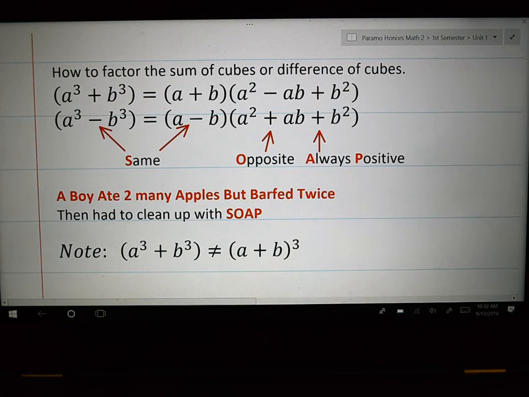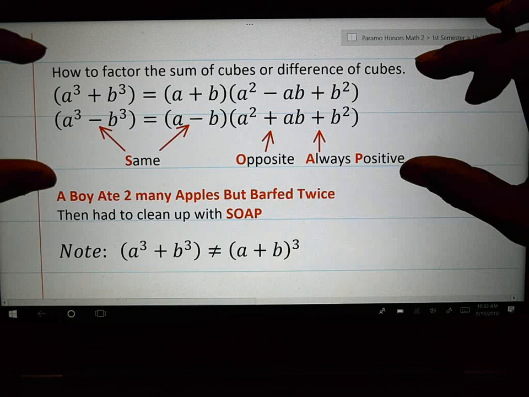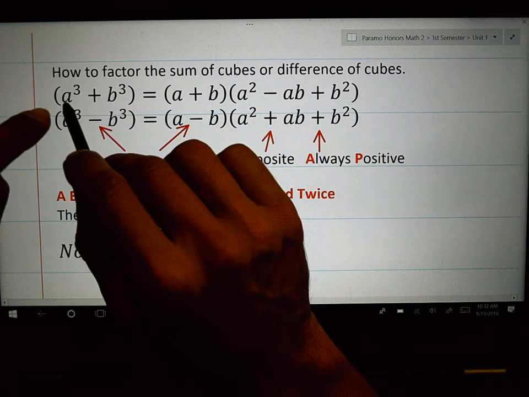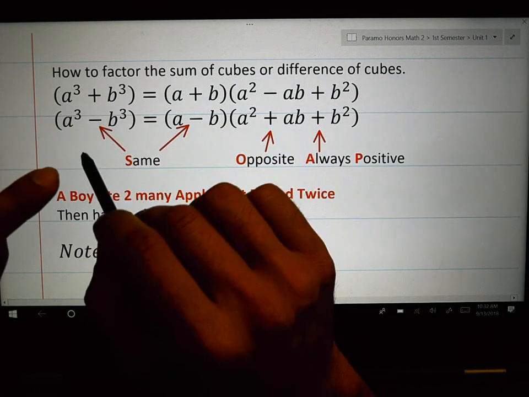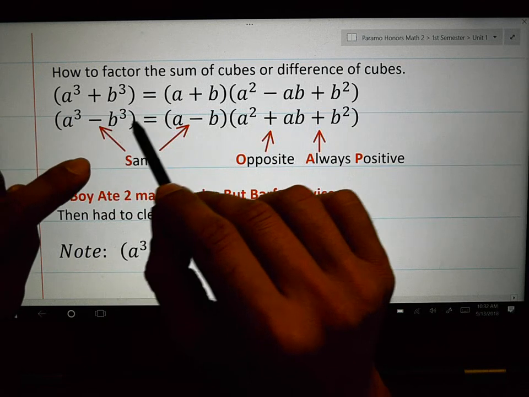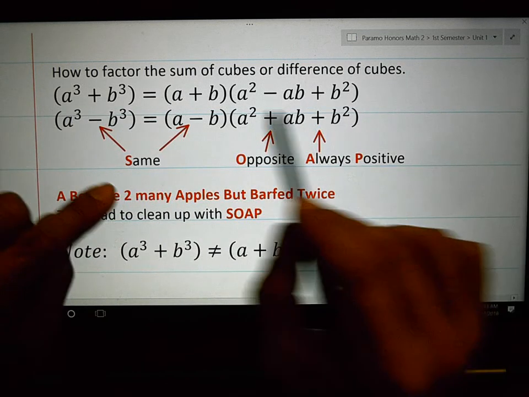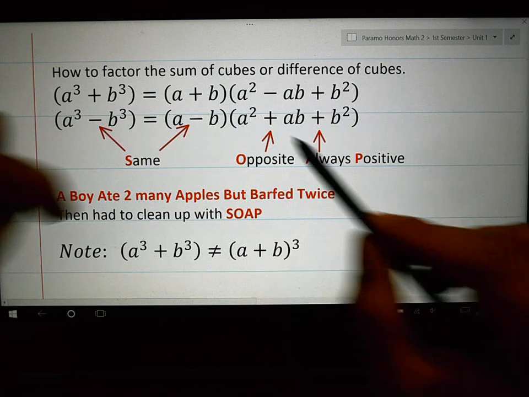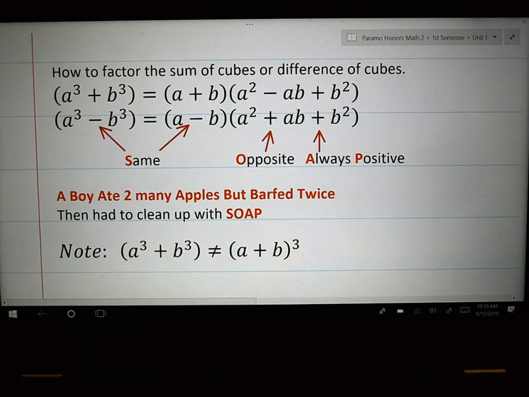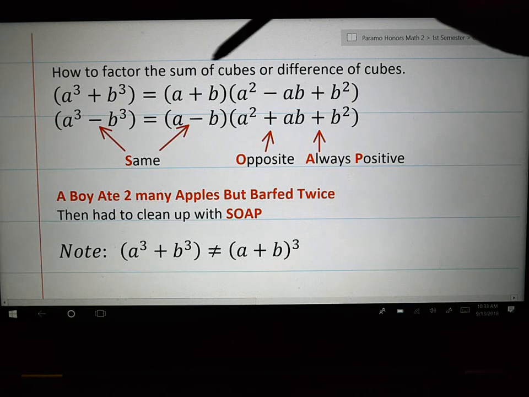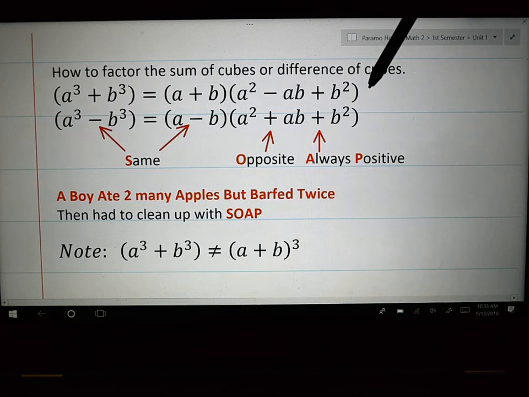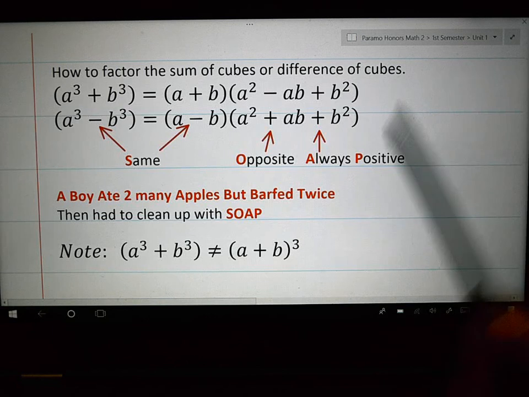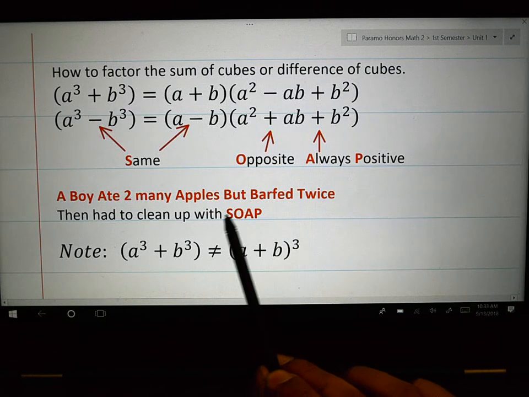Okie dokie. I'm hoping you have this pattern written down. That's all it is. It's a pattern to turn something that has addition or subtraction of cubes into multiplication using this pattern. This type of factoring is the factoring of the sum of cubes or the difference of cubes. Sometimes the factoring is called factoring using SOAP.